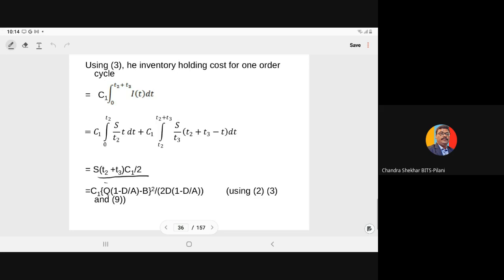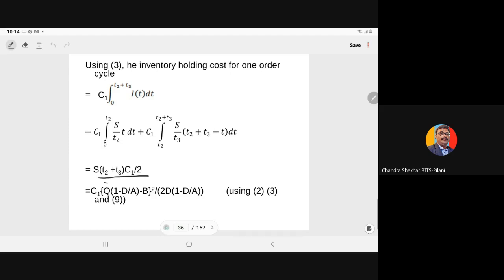Holding cost, you know, we have to incur only when we have a positive inventory level.